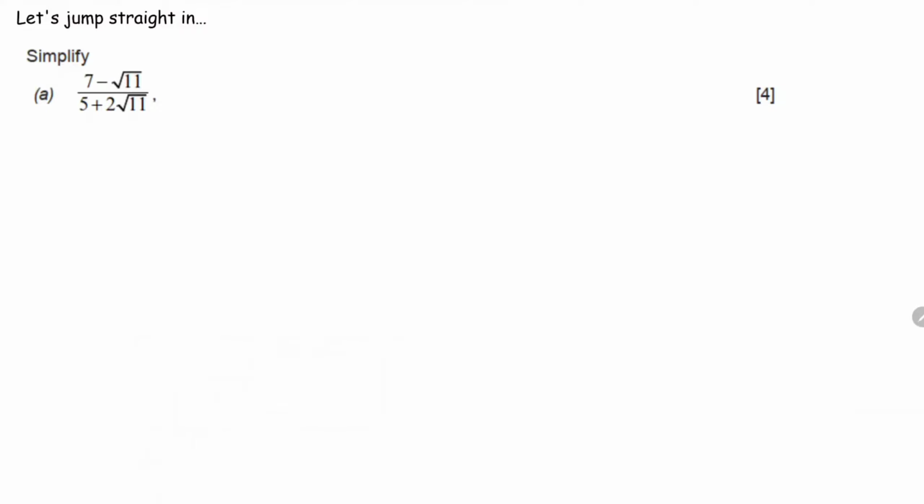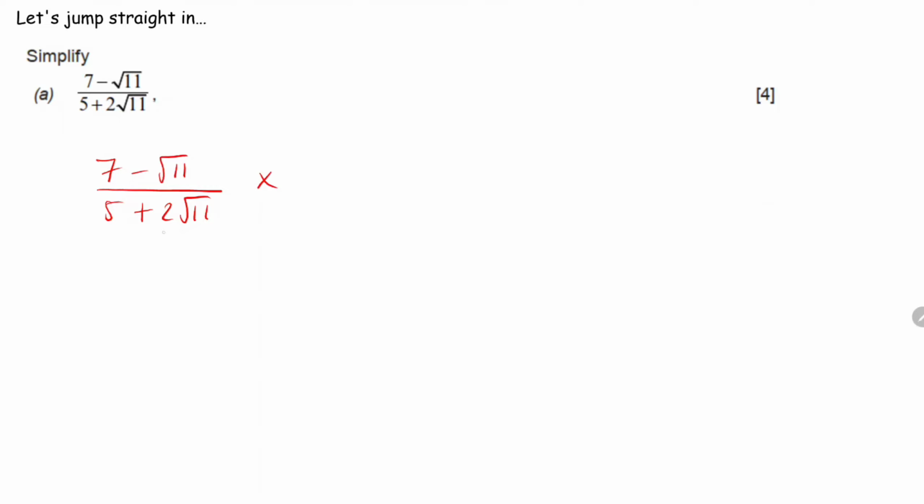The question won't tell you to rationalise the denominator, it'll expect you to know how to do so. So what we have here is 7 minus root 11 over 5 plus 2 root 11. And what we don't like to have here is a surd at the bottom of a fraction. Okay, it makes simplifying and combining it with other terms very difficult. So the method that we are required to do is we want to multiply this fraction by a quantity that's equivalent to 1. Otherwise, we're going to alter the quantity in terms of its magnitude.